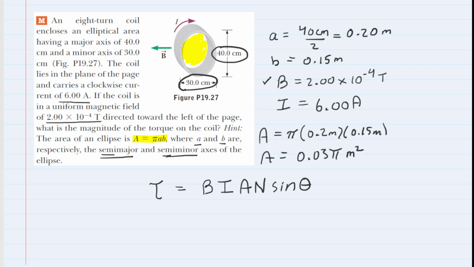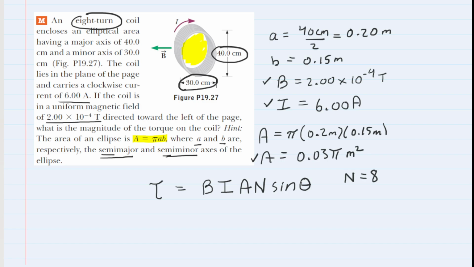Okay, so we have the magnetic field, the current, and the area. We also need N, which is the number of turns in this coil, but that was directly given to us right there. So we do know that N is equal to 18. The only other piece of data we need is the angle. So let's talk about that angle.